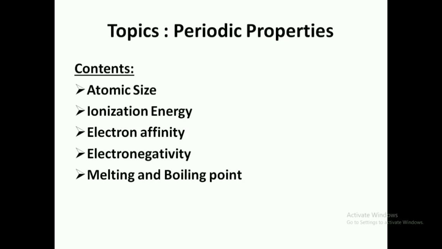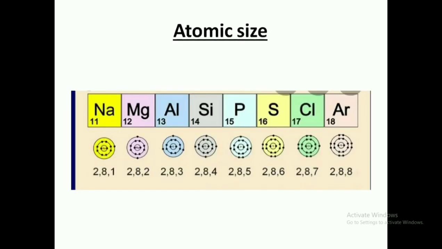First of all, atomic size. Atomic size considers the distance from the nucleus to the valence shell. In this slide, we can see the elements of the third period. Each element contains three energy levels. Sodium contains 3 energy levels, and the outermost shell, the third energy level, contains only 1 electron.